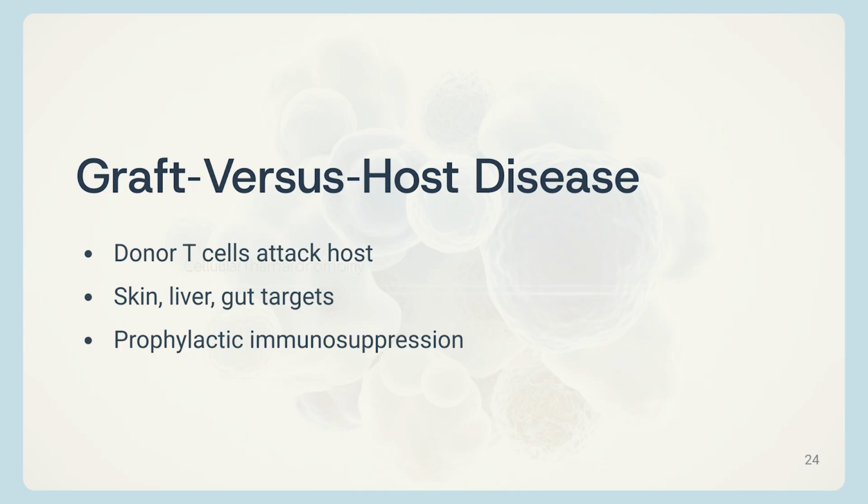GVHD typically happens after bone marrow or stem cell transplants, where the graft contains active immune cells from the donor, especially T cells. These donor T cells can recognize your tissues, as recipient, as foreign, right? And then they start attacking your skin, your liver, and your gut. These can cause severe symptoms like painful rashes, jaundice, or intense gastrointestinal problems. Doctors usually try to prevent GVHD by giving immunosuppressive medications to calm the donor's immune cells.